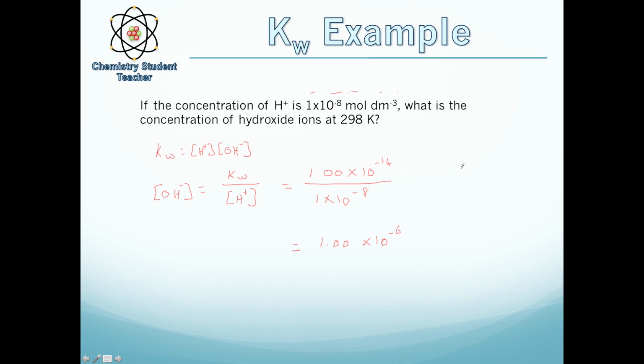Now we also want to look at units, don't we? Kw has the units of moles squared dm to the minus 6, and the units of concentration are moles per dm cubed. One lot of moles cancels out, and the dm to the minus 6 over dm to the minus 3 leaves minus 3, meaning the units are moles per dm cubed, which makes sense because we're looking at the concentration of hydroxide ions. Concentration is always in moles per dm cubed. And that's just a simple example of the ionic product of water.